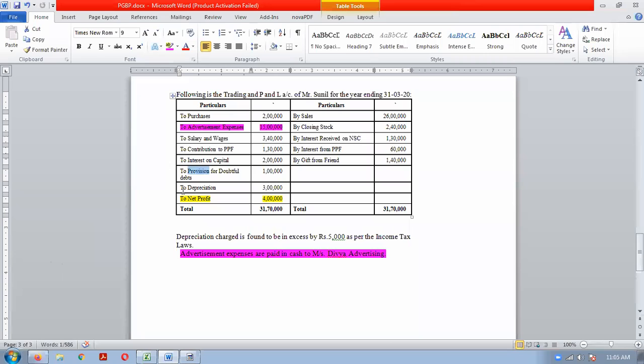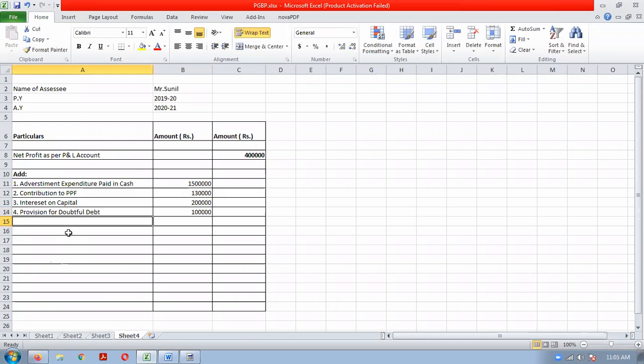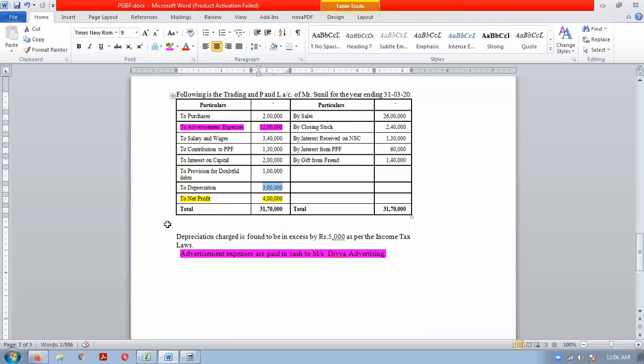Okay. Depreciation, we know any depreciation given in the profit and loss account, we have to add back. So depreciation as per profit and loss account, how much? 3 lakhs.